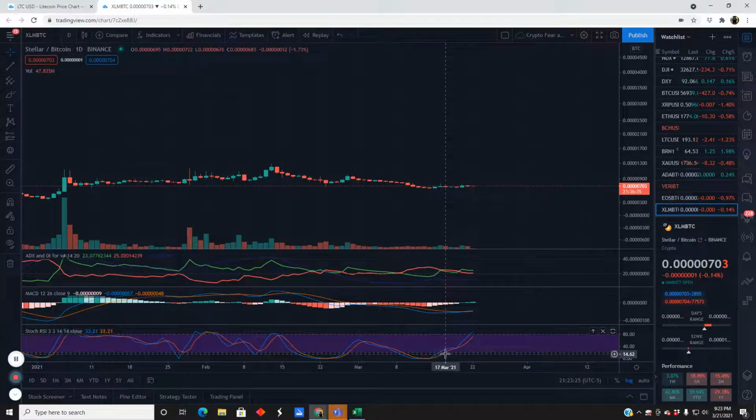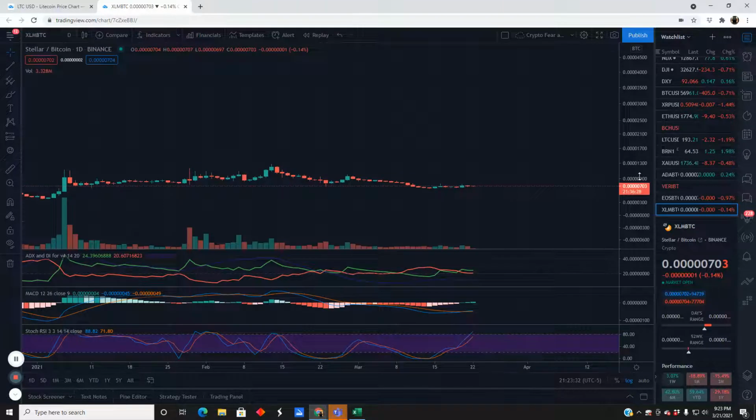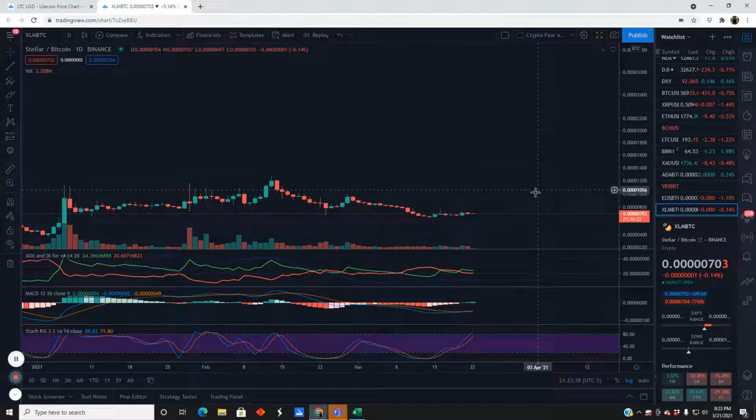And then we pass through this line here, and we're continuing higher. We are printing higher on the histograms on the 1-day, so I expect that 3-day to eventually turn as well, and then pass through just like this one did, and then eventually the weekly will too.